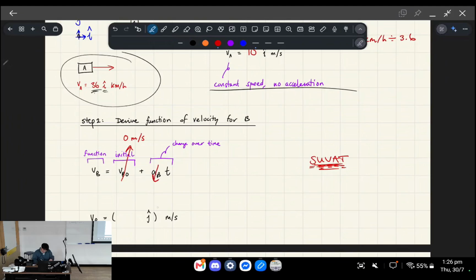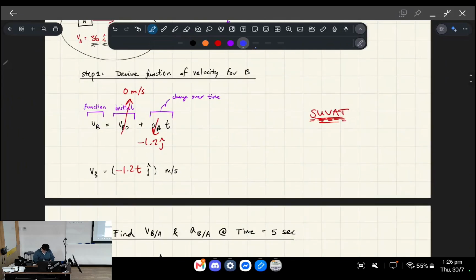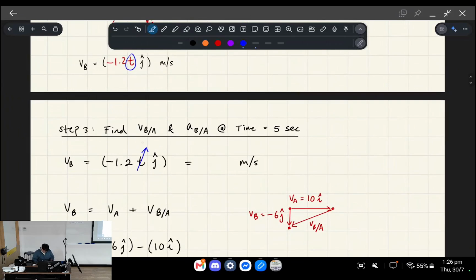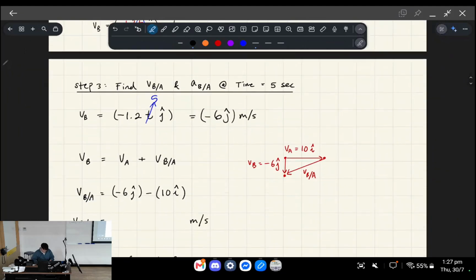And then we're told that the acceleration of B is negative 1.2j, and that's multiplied by the time. So if I write this, this is the function, and the speed will be a function of the time. If I plug in t equal to 5 seconds, I get that the velocity at this instant of time is negative 6j, meters per second.